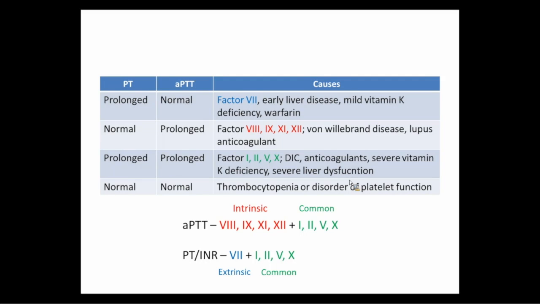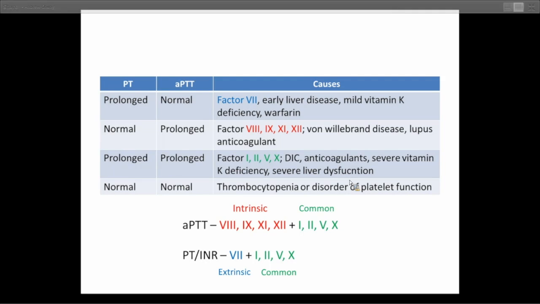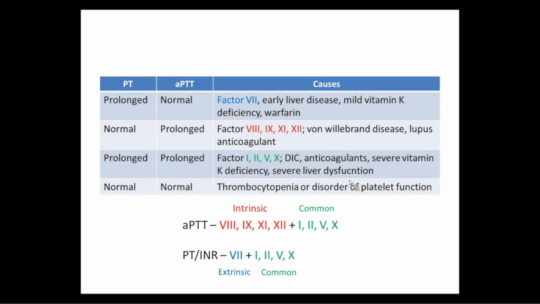What if both are prolonged? We can go to this one next. That really could be almost anything, and it affects the common final pathway. So certainly DIC, so fibrinogen at the end of that pathway will cause deficits in both PT and APTT, as well as severe vitamin K deficiency and severe liver dysfunction. These affect factors that are in multiple parts of the cascade. So that's not our patient, though.